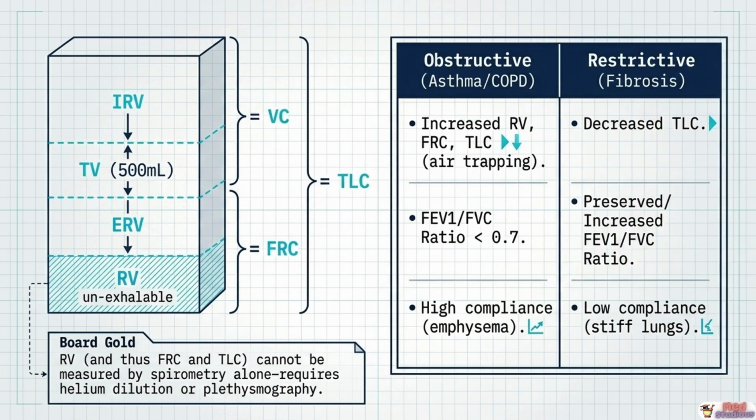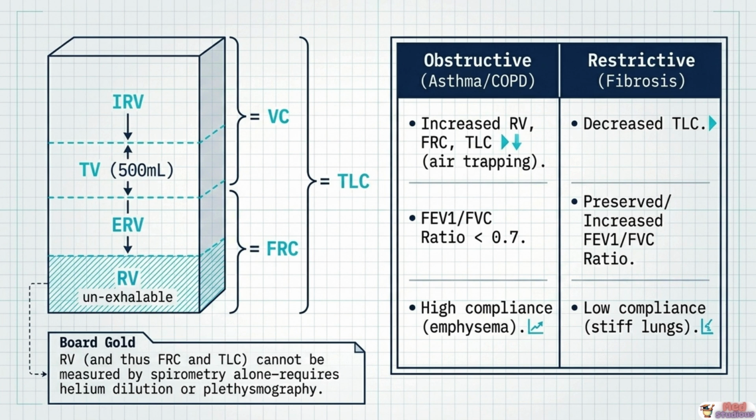Lung volumes are built from 4 fundamental components stacked together. Tidal volume, the roughly 500 milliliters moved during normal quiet breathing, sits between inspiratory reserve volume above it and expiratory reserve volume below it, with residual volume, the unexhalable air remaining after maximal expiration, at the very base. Vital capacity combines tidal volume with both reserve volumes, while functional residual capacity combines expiratory reserve volume with residual volume, and total lung capacity combines absolutely everything together.